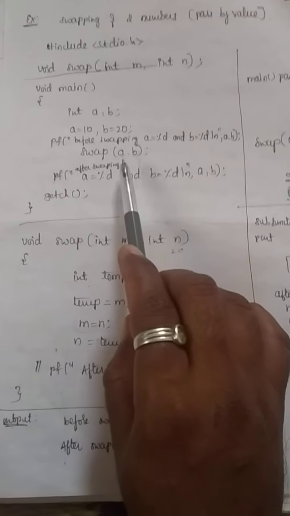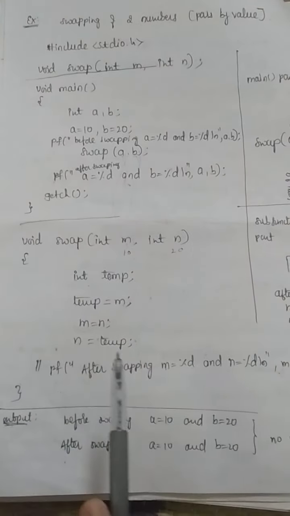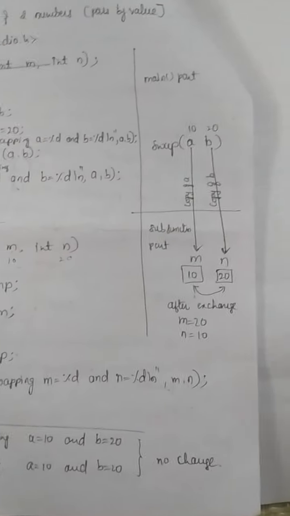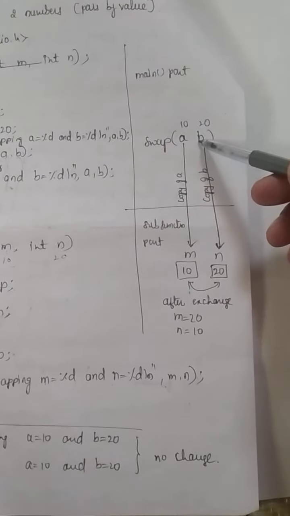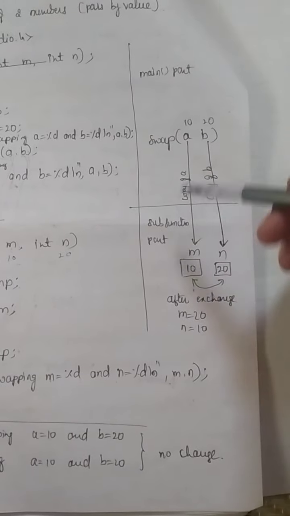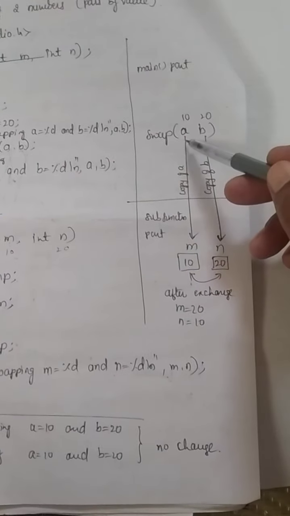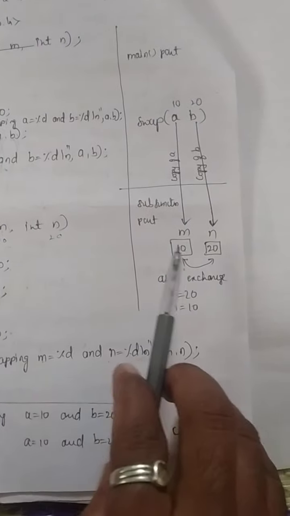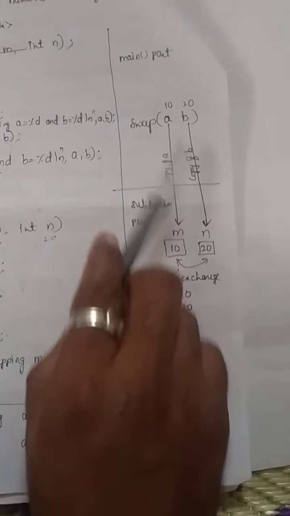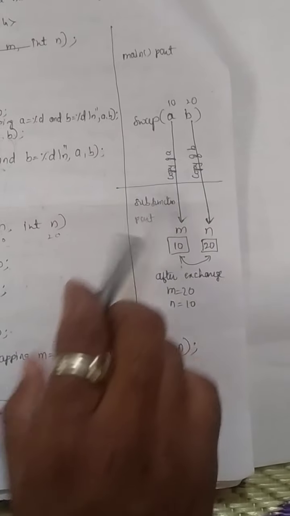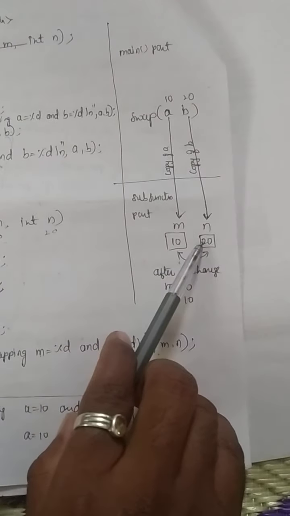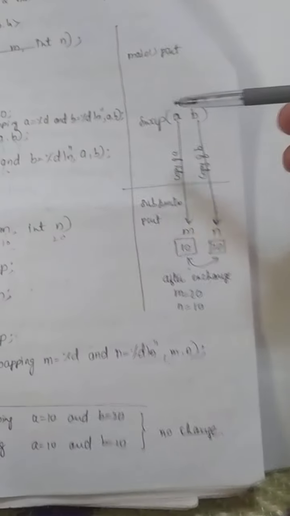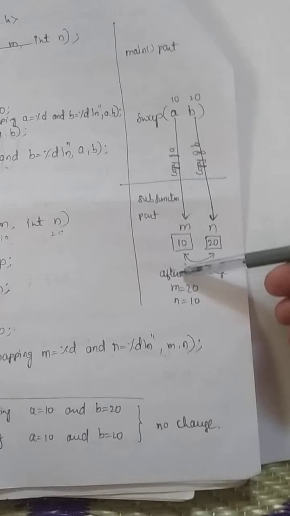It means a value and b value are not changed, but m and n values are changed. So here the logic is this much. The swap function call is here in the main function area. This is the sub function area. So 10 and 20 values are sent to m and n. What happens? A copy of a value is sent to m, a copy of b value is sent to n. It means the original values will be here only. Only a copy is sent to sub functions.